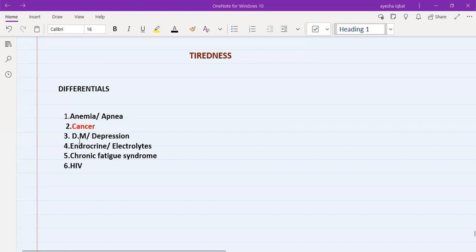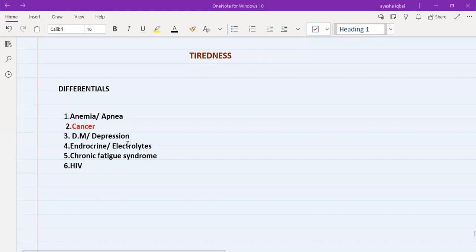The patient will complain of weight gain and constipation and tiredness. And the patient will say that I feel cold when everybody else is feeling normal. And then electrolytes, so hyponatremia and electrolyte disturbances can cause tiredness.